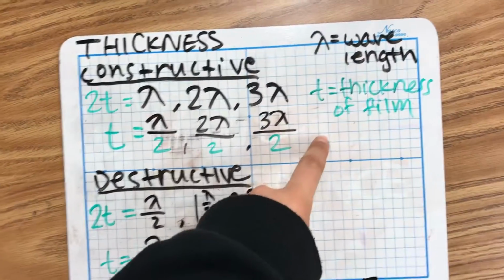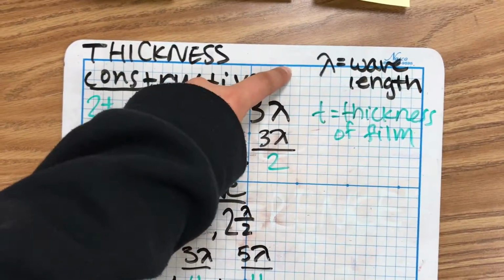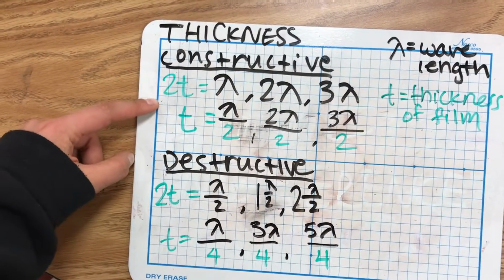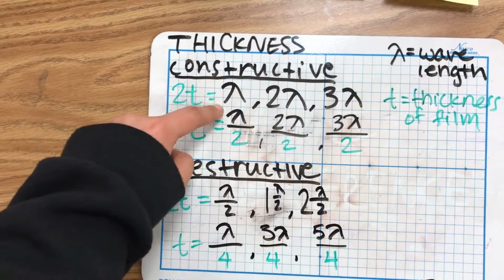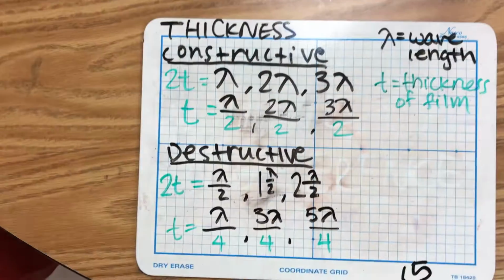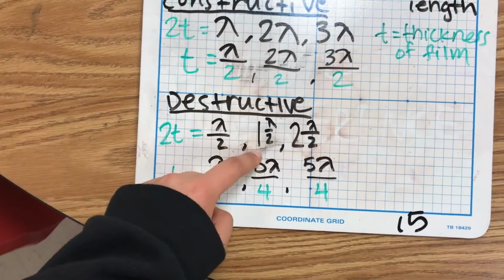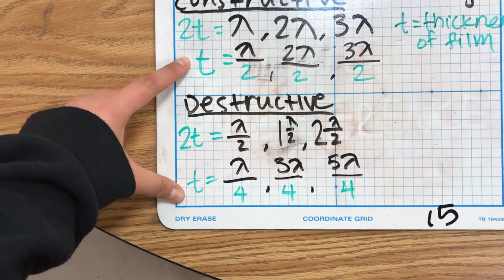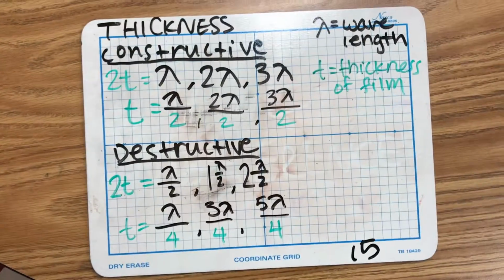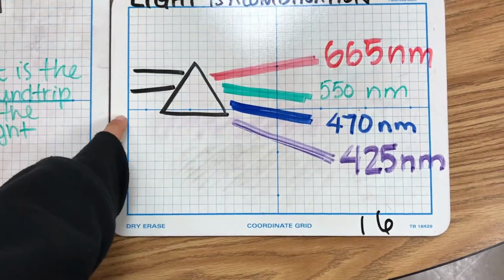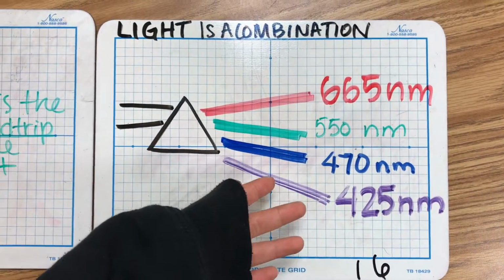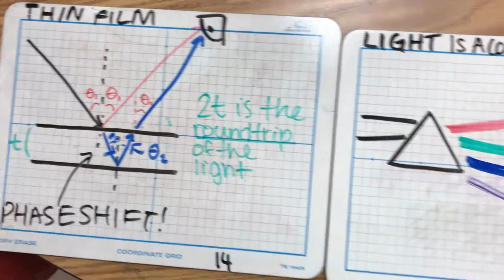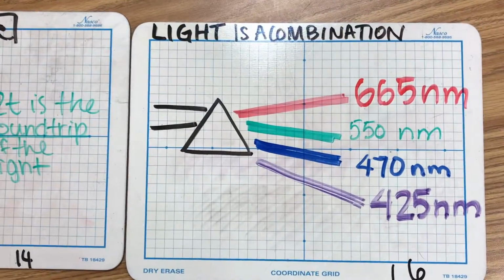If we use t as the thickness of the film and lambda for the wavelength, we can use these two equations. We have 2t because that's the round trip of the phase shift. 2t is equal to whole numbers of wavelengths for constructive interference and halves of wavelengths for destructive interference. By solving for t in these two equations by dividing by 2, you can figure out the thickness of the film. White light is actually the combination of all the different colors. Only colors that match specifically to the thickness of the film will fully interfere constructively or destructively.